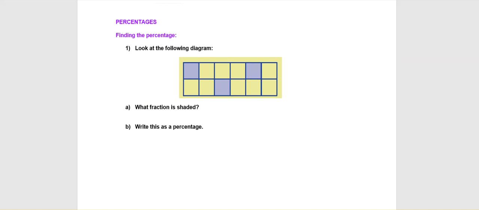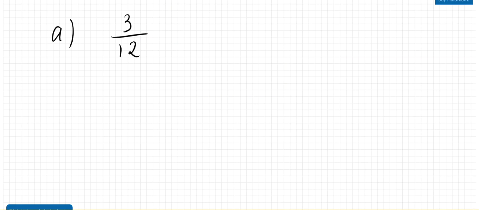So let's write our fraction. I have written my fraction, so 3 shaded parts out of 12 squares in total. Now, even if the question doesn't tell you to simplify, we should always simplify our fractions. So I can divide both by a factor of 3. 3 divided by 3 is 1, and 12 divided by 3 is 4. So we end up with a quarter. So a quarter of those squares are shaded.